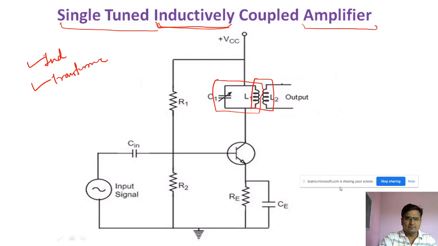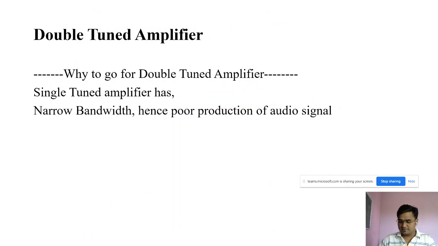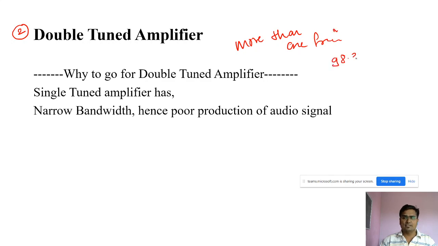Now after that, let's move towards the double tuned amplifier. The second type of tuned amplifier circuit is the double tuned amplifier. So far we have discussed the single tuned amplifier, where a single frequency is tuned. Now here we have an option that I can tune more than one frequency. For example, I can select 98.3 and 94.3 at the same time. This is what more than one frequency can be selected.